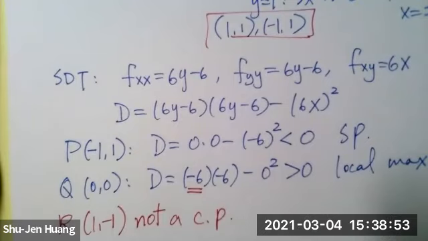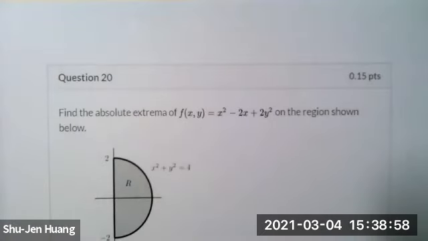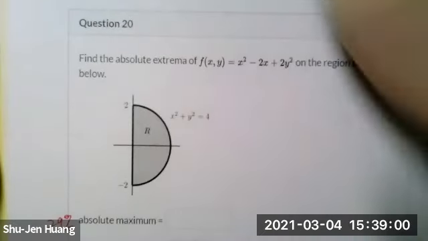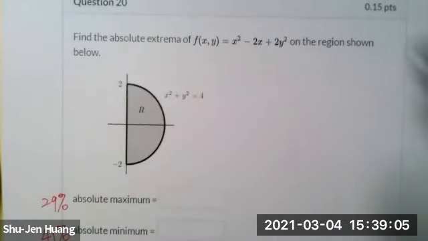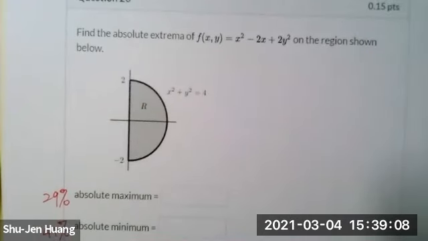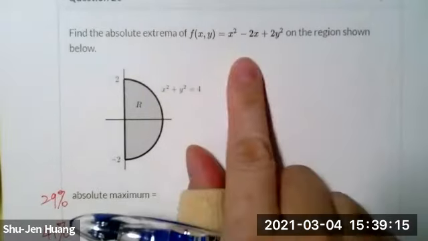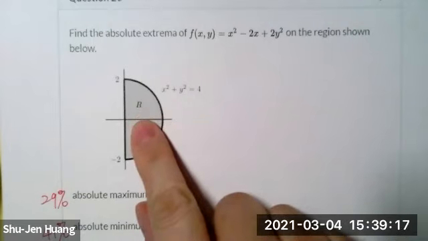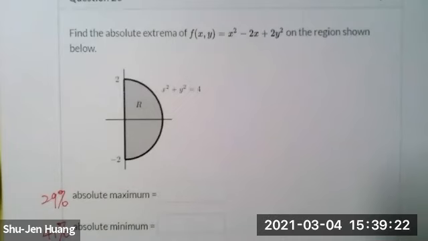So this is question 19. And next, the last one, question 20. We don't have many students get this question correct, but we always have a similar type of question like this, so make sure you know how to do it. We want to find the extrema of the function on the region R, which is half of a disk. Of course, you need to consider the interior and also the boundary.